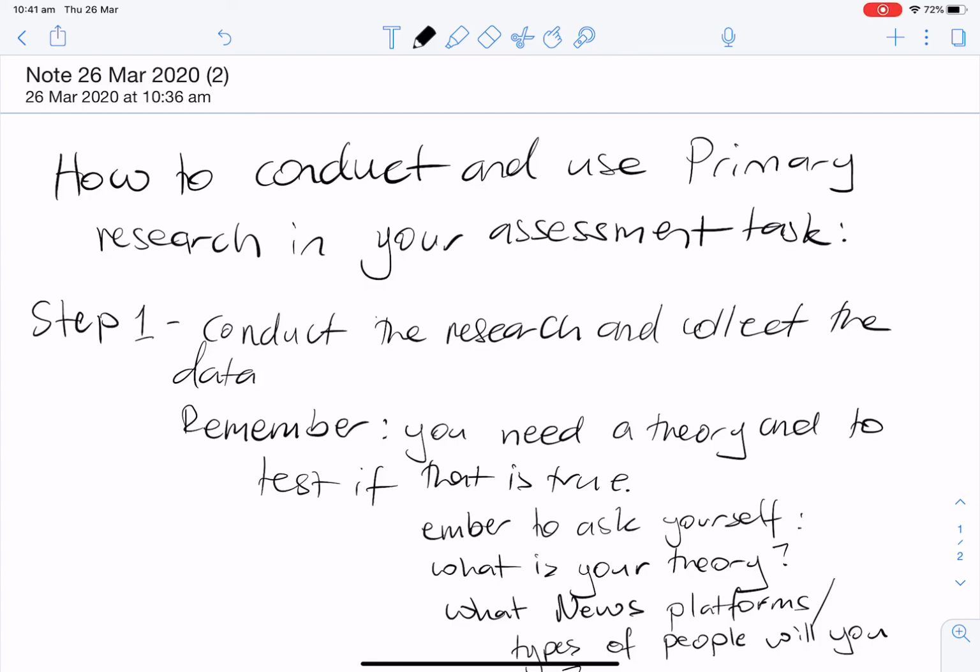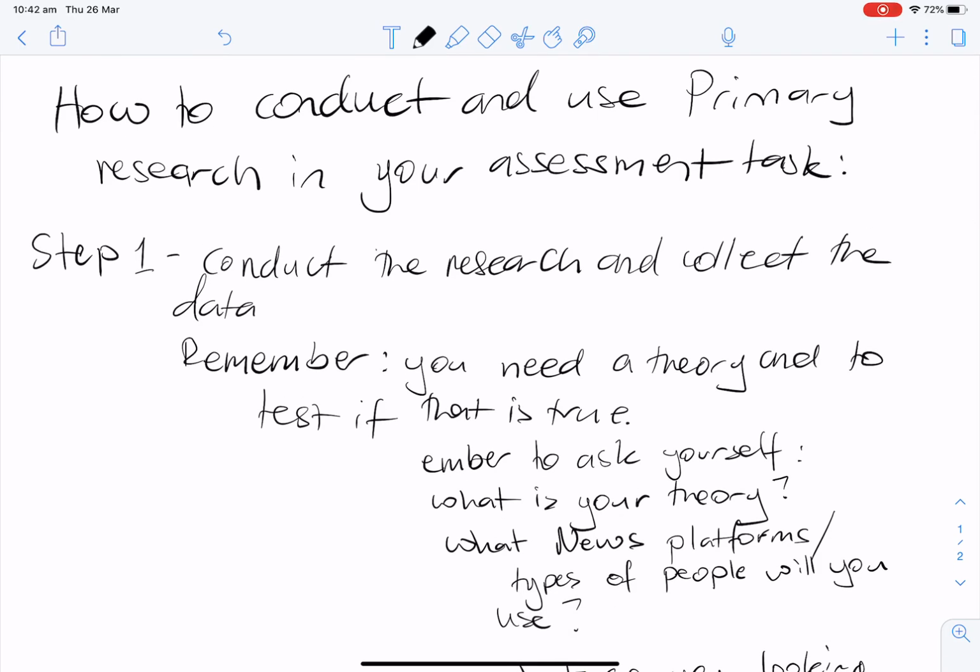Okay guys, so I'm going to quickly go over how to conduct your primary research as well as how to embed this into your report for the assessment task. So, broken down into steps for you. The first really key one is to conduct that primary research and collect your data.